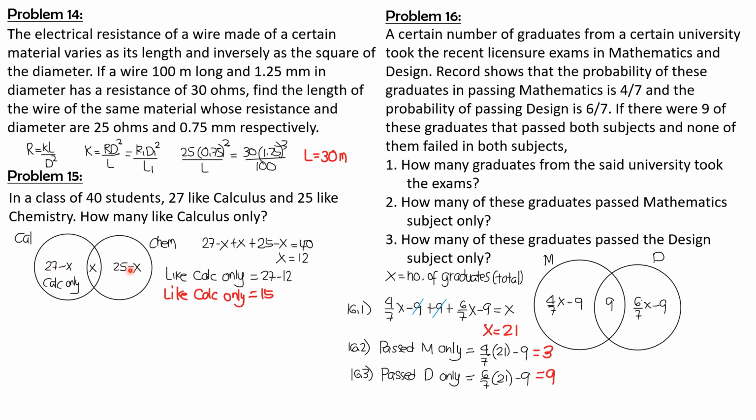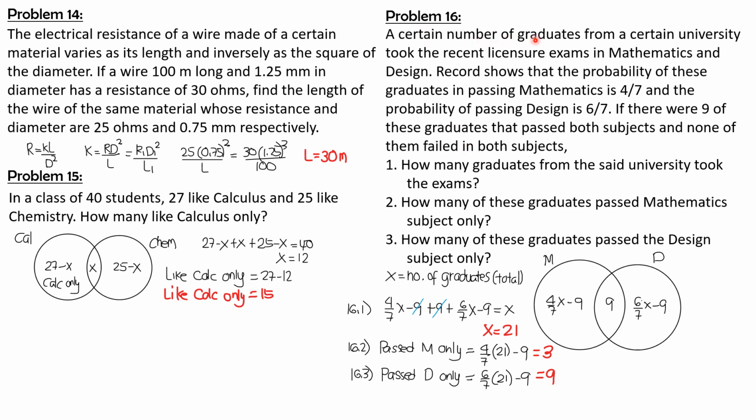So adding these numbers, we equate it to 40 because the class has 40 students. So 27 minus x plus x plus 25 minus x equals 40. Solving for x, x is 12. Therefore, 27 minus 12, those who like calculus only, is 15.